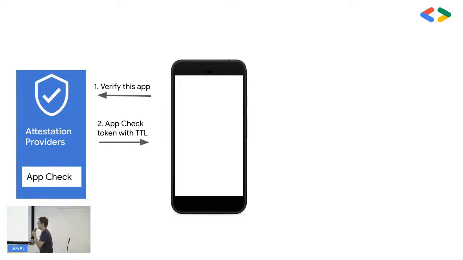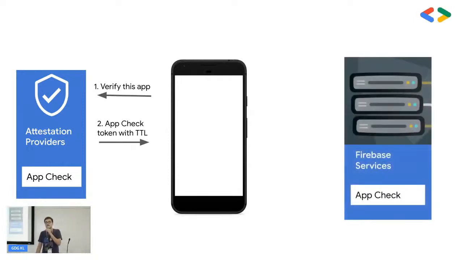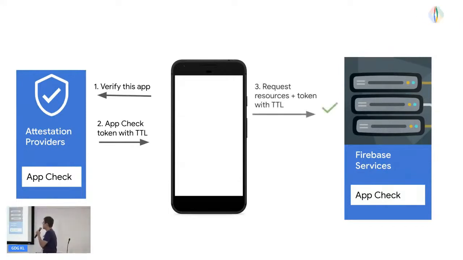The token will be sent with a time to live. This time to live is basically just an expiration time of how long this token is valid for. This token will be attached to all the Firebase resources that you're using. So if your app is using Firebase Firestore, or cloud storage or real-time database, all of this is attached to the request by default. You don't have to configure anything else. So you can call your resources and it will include this token with the time to live, and Firebase automatically checks whether this token is valid.